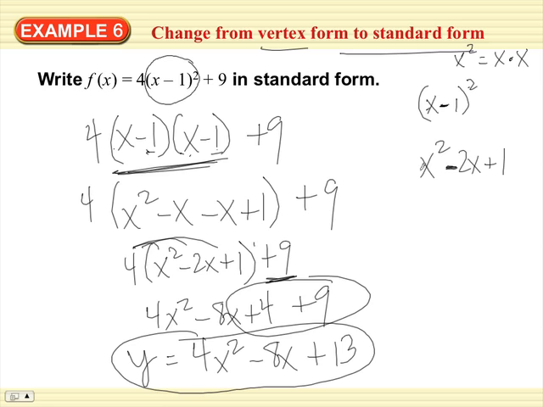There's the shortcut. But here's the shortcut that people do. They take this and they square it. And then they take this and they square it. And they don't have this part right here. So don't let that be you.